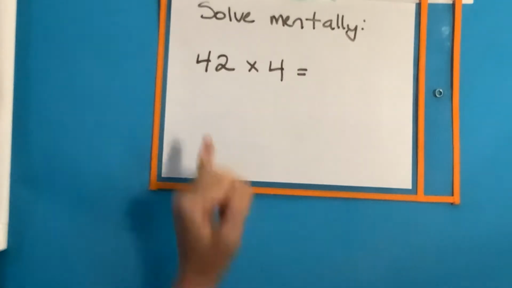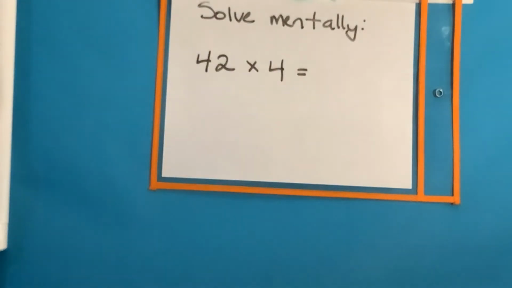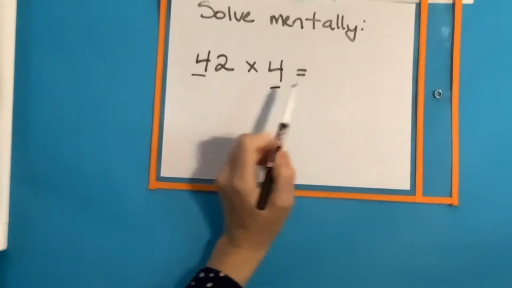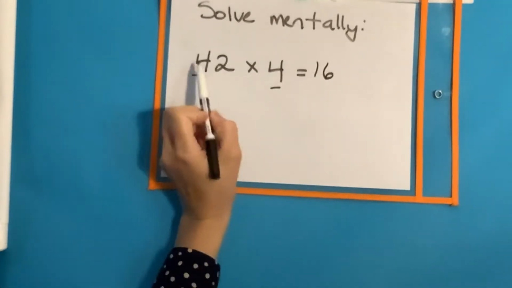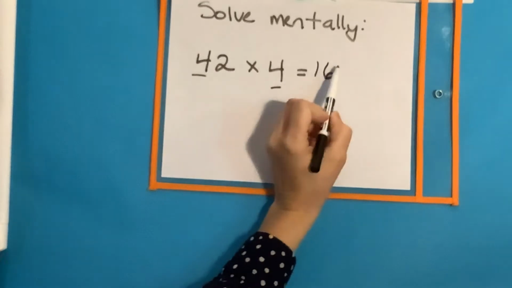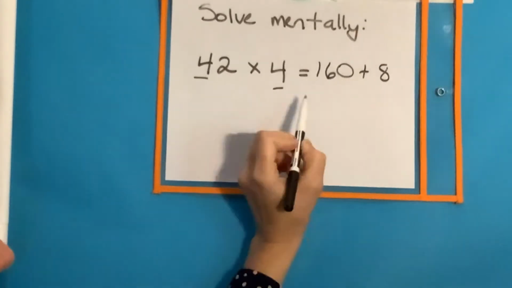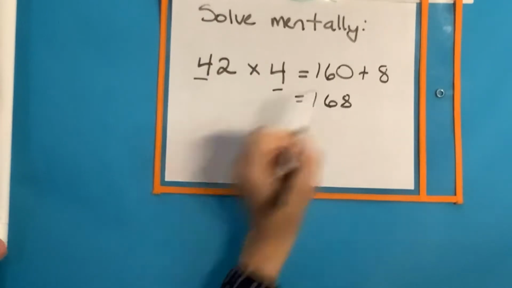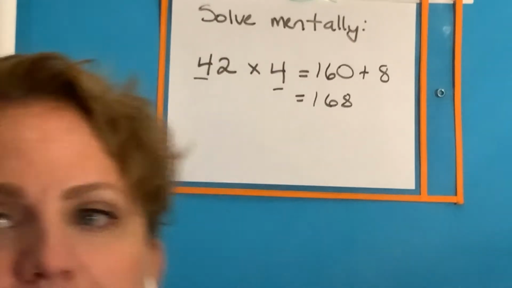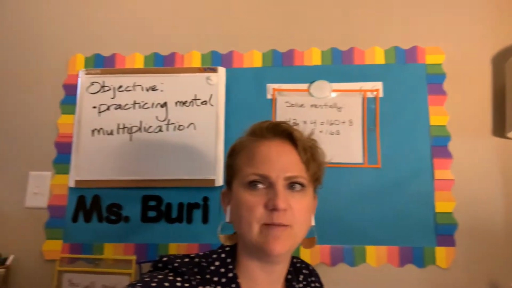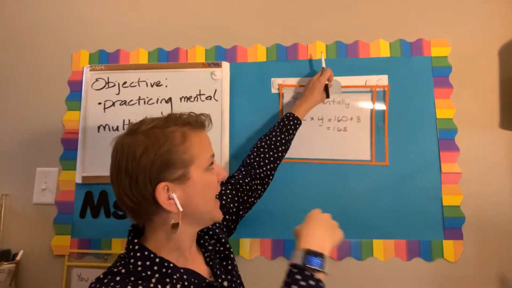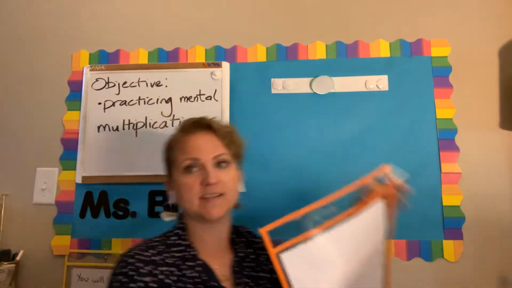Hopefully, fifth graders, you are multiplying one part at a time. So we start with 4 times 4, which is 16, but it's 40 times 4, so 160. And then 2 times 4 is 8, so we get 168.